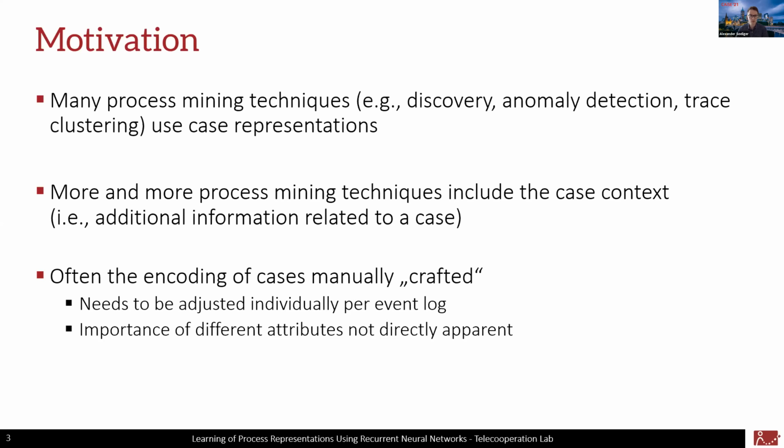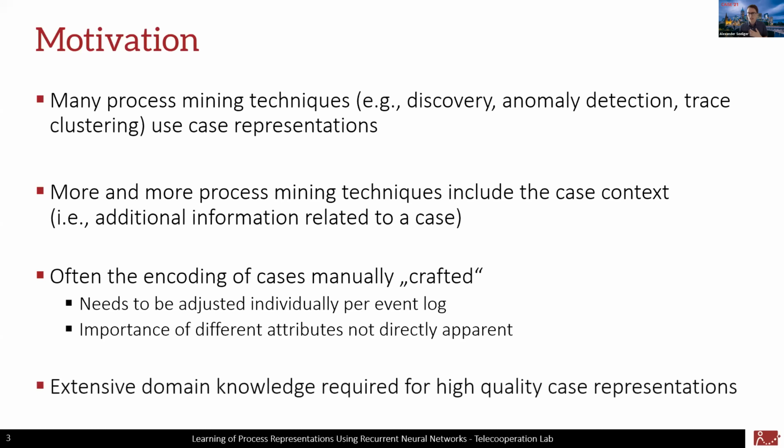And you may also want to adjust for each and every event log. There may be different attributes that you may want to consider, but more importantly, you may have attributes that are of different importance. For instance, there may be an attribute that is of high information value for your case representations, and then there are other attributes that may not be so important. Take this extreme example: if you have a random attribute within your event log, you want to get rid of that. So it's really hard to come up with a manually crafted encoding for that, because you need to understand what's in your event log, as well as what your outcome should look like. And that requires, as a consequence, some kind of domain knowledge to really gather all this information.